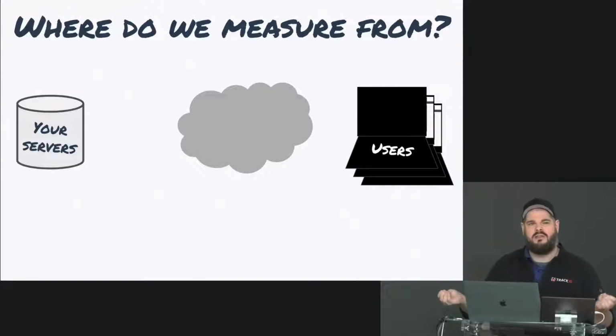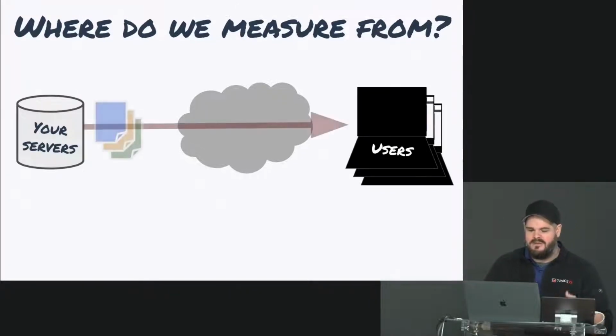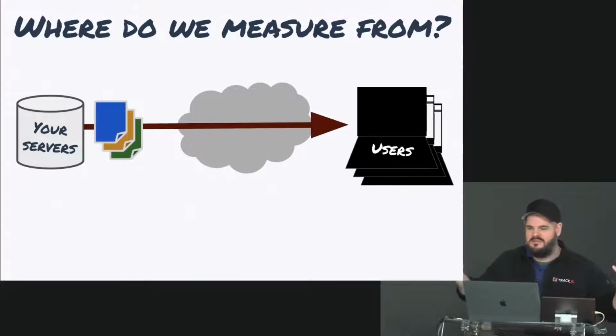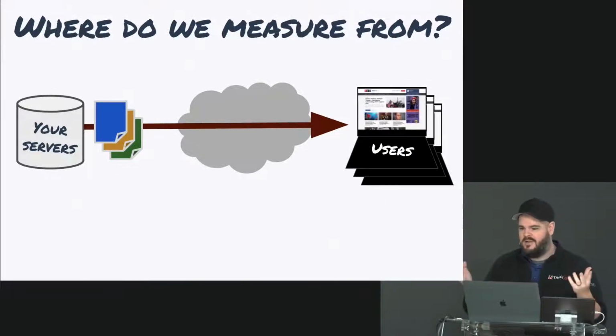So let's think for a minute about how a website works, how a web application works. You have your servers, and you have your users. And there's a whole bunch of magic network things that happen in between. Fundamentally, what your servers need to do is produce some documents, some JavaScript, some CSS, some images, and send those across the wire to your users, who will run it in their browser and render a page.